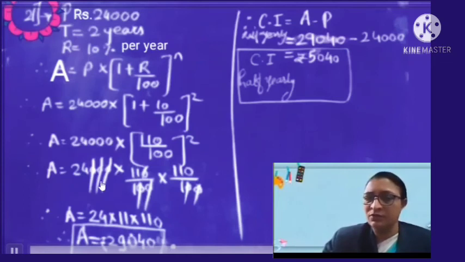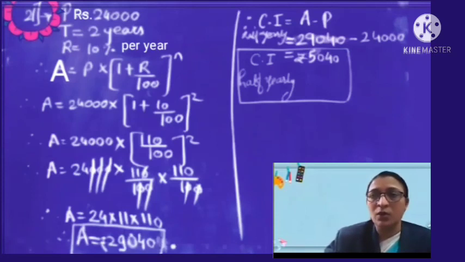Amount is equal to 24,000 multiplied by 110 upon 100 multiplied by 110 upon 100. By cancelling all the zeros, we get amount is equal to 24 into 11 into 110. That is rupees 29,040. Since compound interest is equal to amount minus principal, 29,040 minus 24,000 is equal to 5,040 rupees. So at the end we get half yearly compound interest is equal to 5,040 rupees.